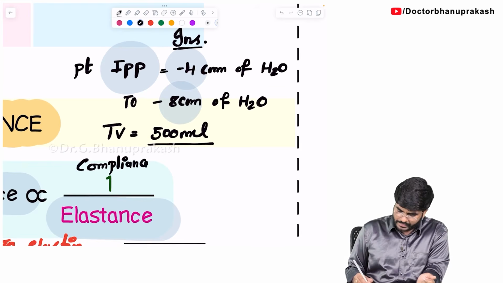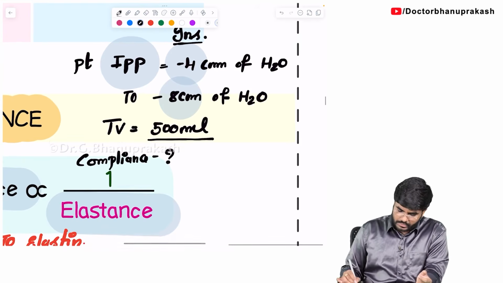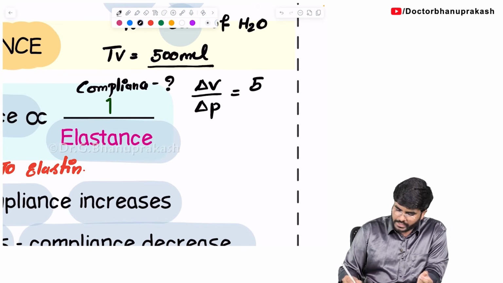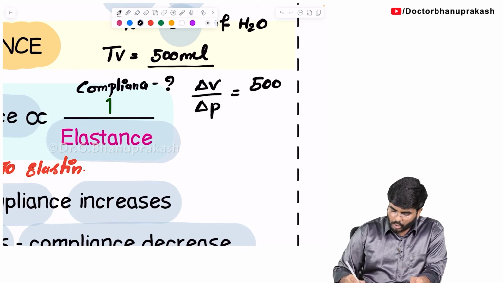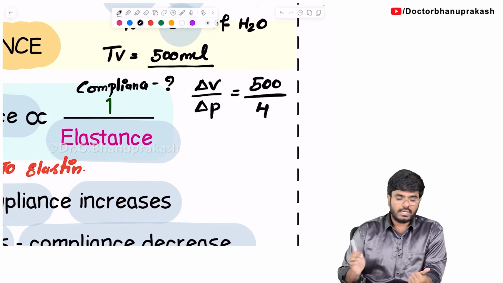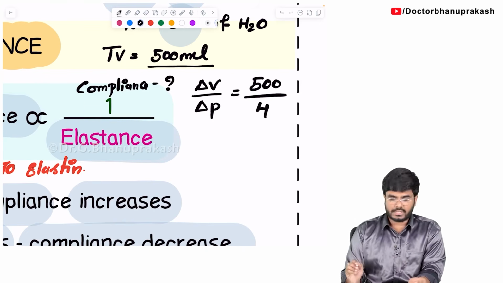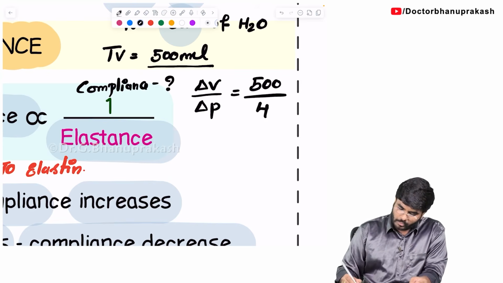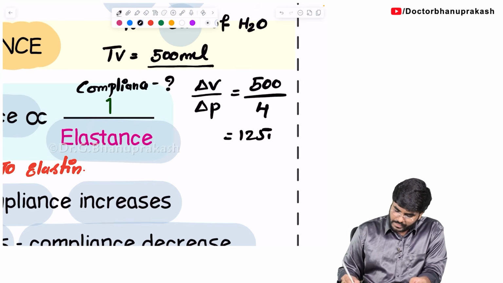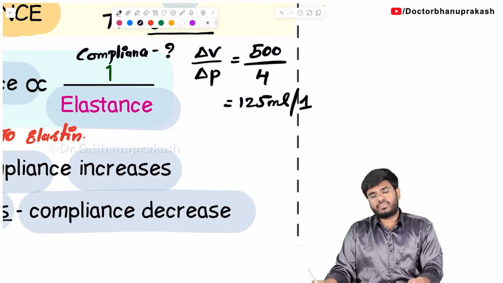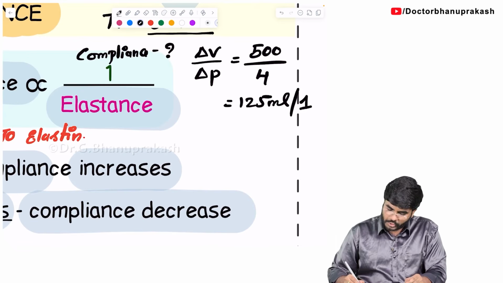So now tell me how to calculate the compliance in this person. Whenever you see the word compliance, the immediate formula that should strike your mind is delta V by delta P. What is the volume change in this condition? 500 ml volume change occurred during inspiration. And how much pressure change? 4 units of pressure change, from -4 to -5, -6, -7, -8. Now tell me, 500 divided by 4, how much? 125 ml volume change for every 1 centimeter of water pressure.